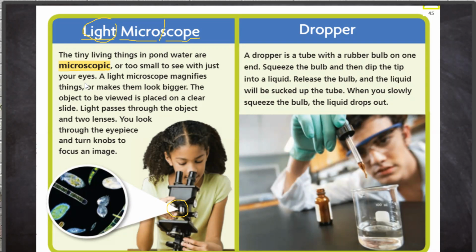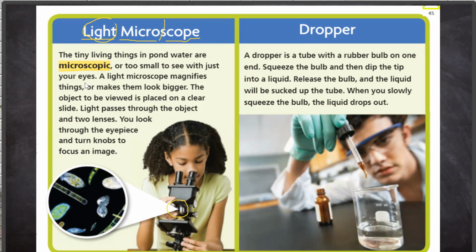Germs, exactly. You cannot see germs with your own eye. They are, what do we call them? Microscopic. So whatever you know that you cannot see with your own eye, we call it microscopic. Okay, and over here you have a dropper.